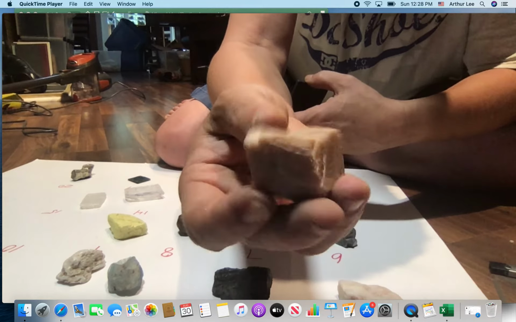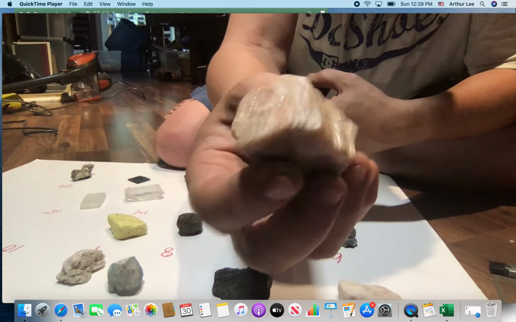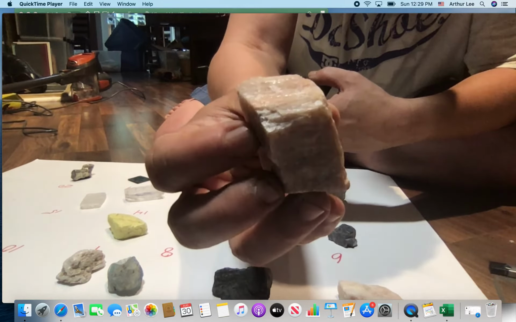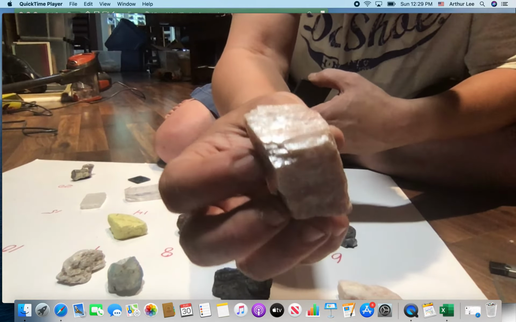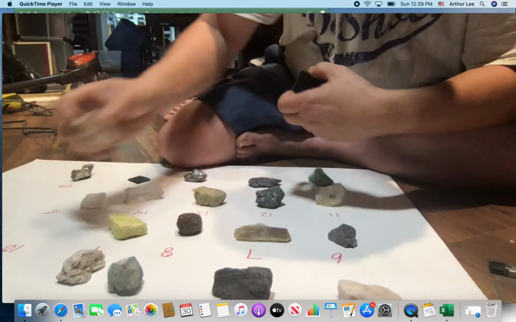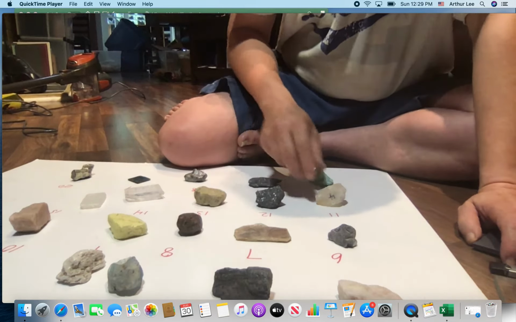I'm going to show you a whole bunch of angles here of number 10. See how that light flashes on that flat plane there? That's cleavage.